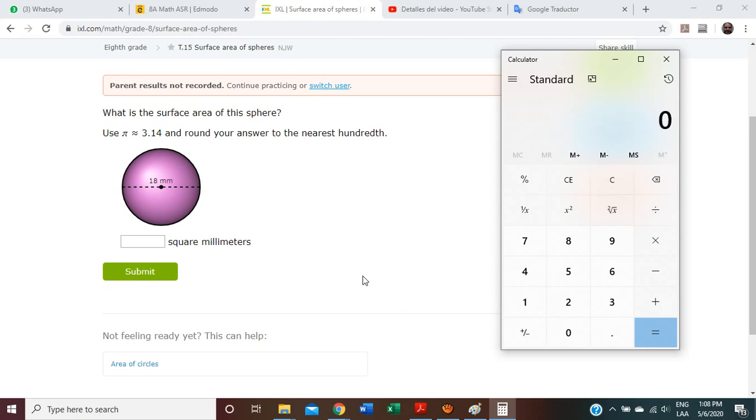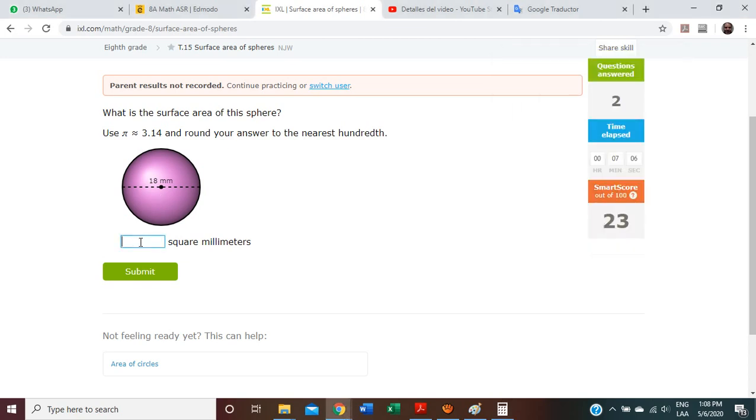What is the value of the radius? Is it 18? No, 18 is the diameter and the radius is half of the diameter. So the radius is 9, 9 times 9 equals 81 times 3.14 times 4. So this is the result.